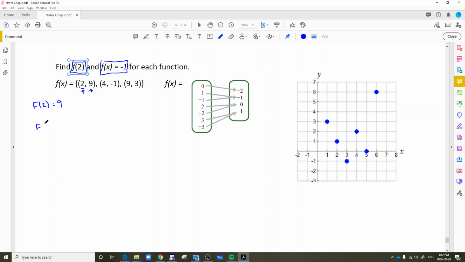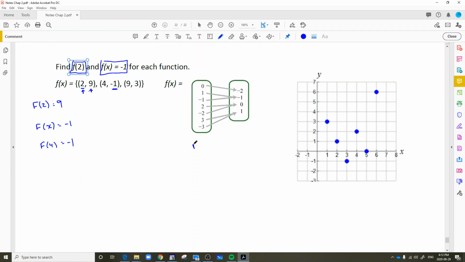The other question it says is find the value of x when your function at x is -1. In other words, you're looking for the point that has a y value of -1, which is this one. And you say the function at -4 gives you -1. So when the x value is -4, you get a function value of -1.